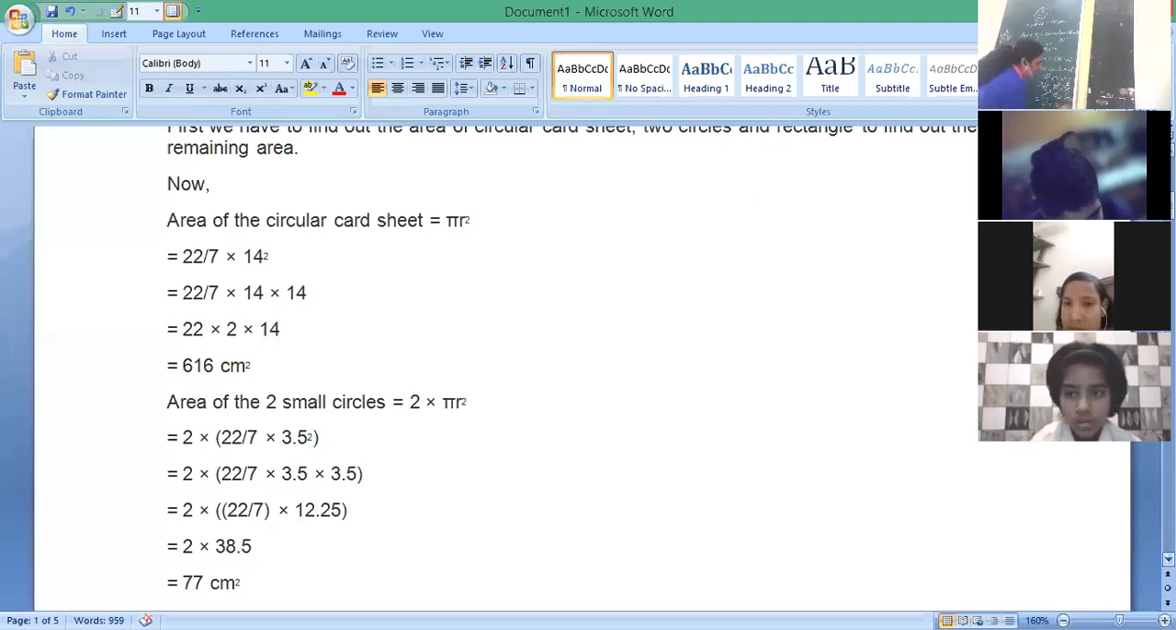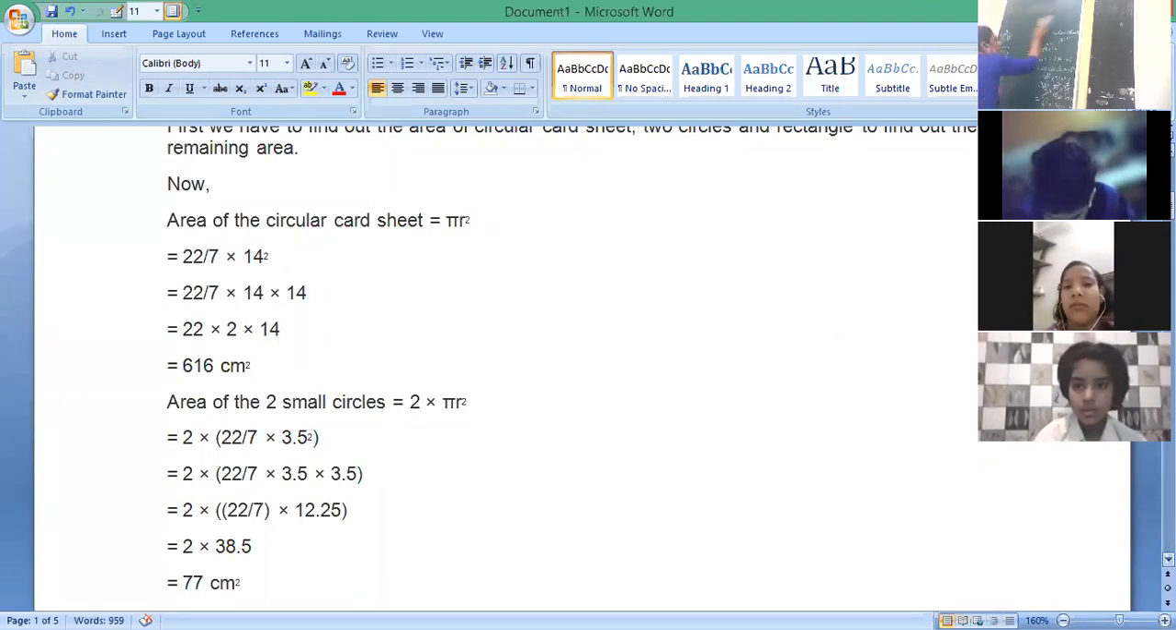38.5 centimeter square. But these are two circles, so we'll multiply it by 2 also. 38.5 multiplied by 2 gives 77 centimeter square. Got it? Now we have to cut this rectangle also. This portion is also being cut off to make the space.